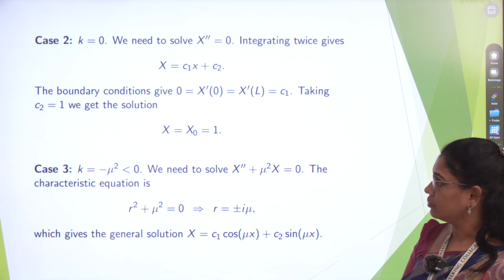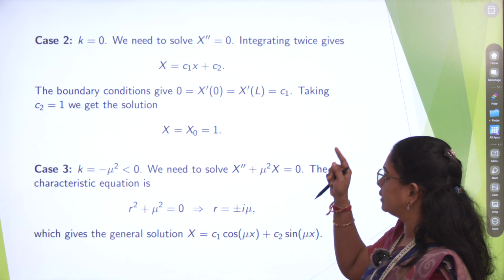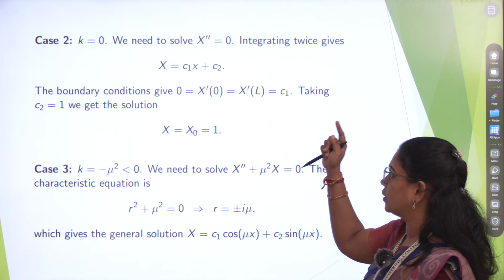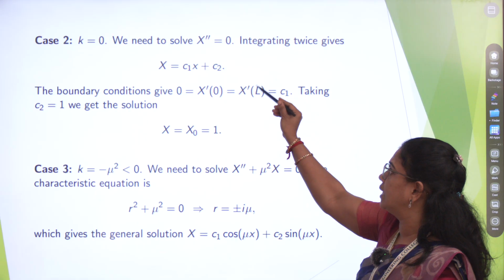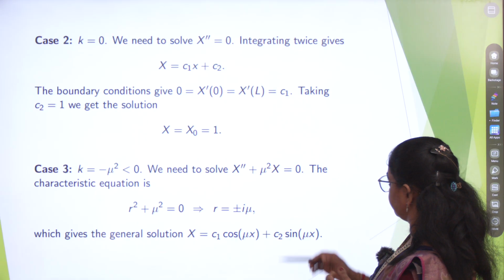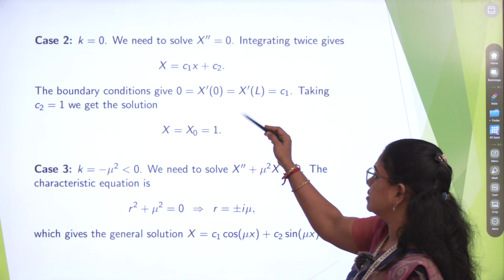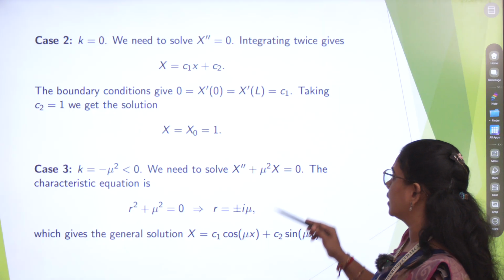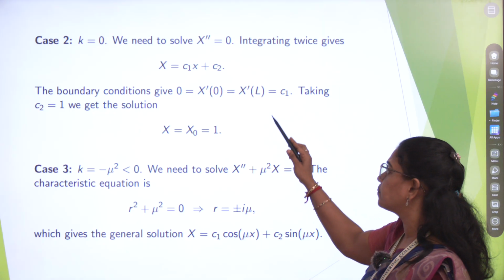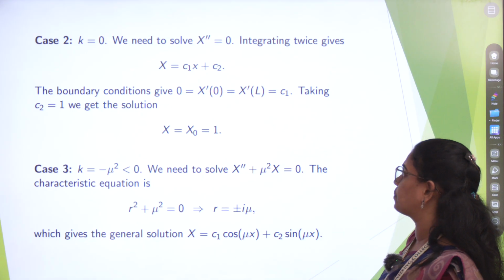Case 2: k equals 0. In the previous case X was 0. Now we need to solve X'' equals 0. Integrating twice gives X equals c1 x plus c2, the general form.